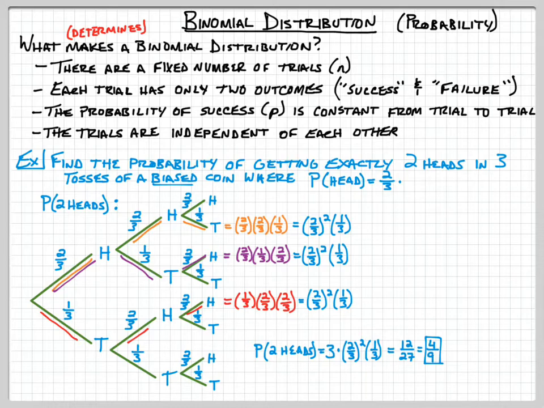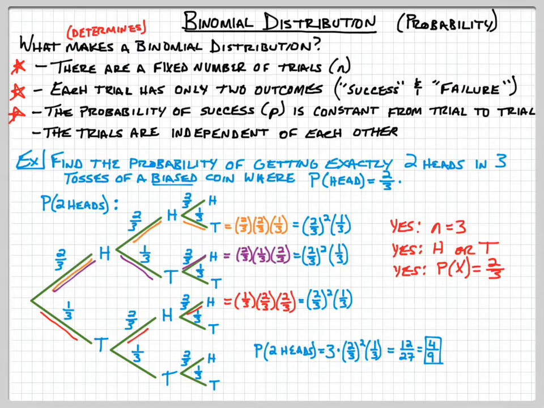So really, let's go back and check to make sure everything was good. Was there a fixed number of trials? Yes, there was a fixed number of trials, and that number of trials was 3. Was each trial considered a success or failure? Yep. Again, we had heads being successes and tails being failures. Was the probability of success constant from trial to trial? We do know that. That is also yes, that it equals 2/3 in every single trial. And are they independent of each other? Yes, again, that is the case. So we can say that is true.